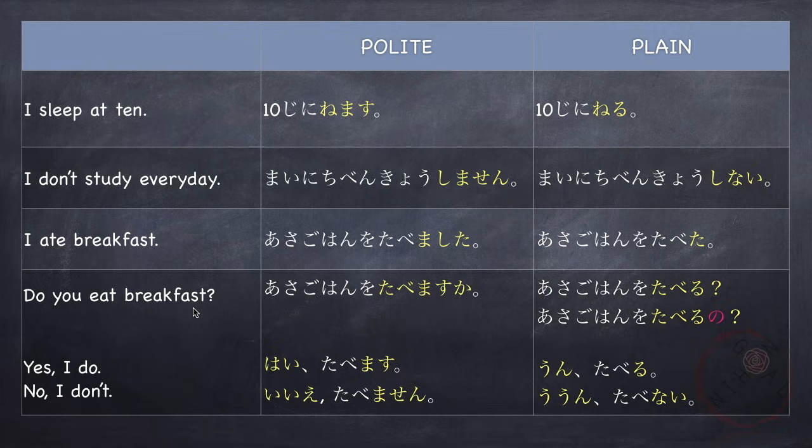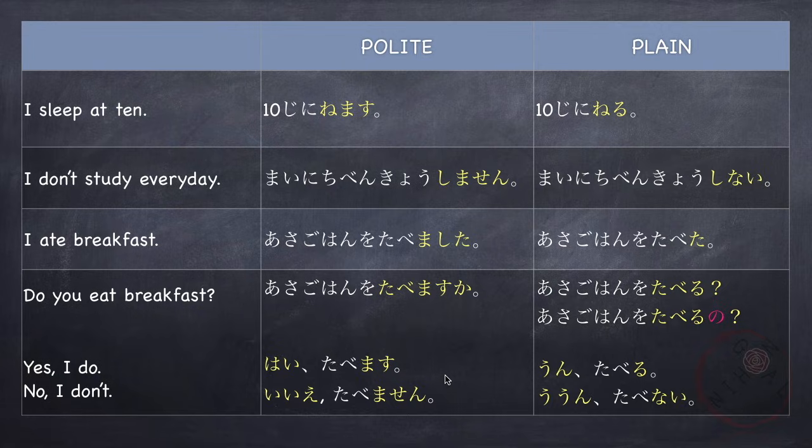Do you eat breakfast? So here we have a question. 朝ごはんを食べますか? In plain form, 朝ごはんを食べる? So here we use the dictionary form and then we set it with a rising intonation. 食べる? Or you can also say, 朝ごはんを食べるの? So here we added no to soften the statement.